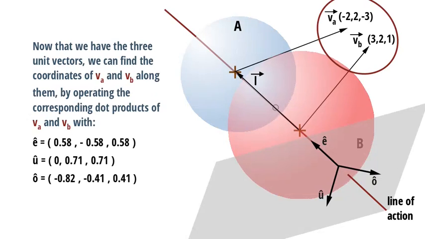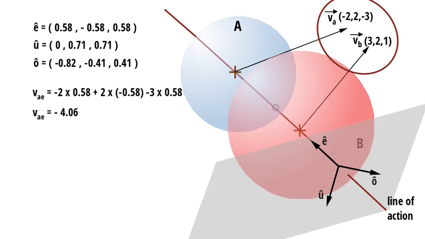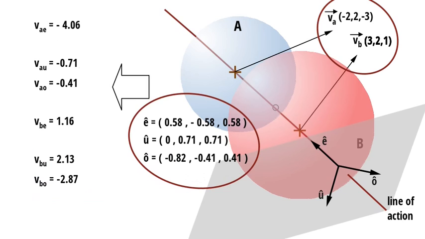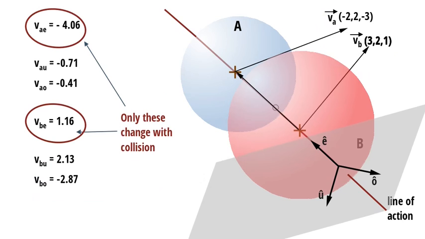Now that we have the three unit vectors, we can find the coordinates of VA and VB along them by operating the corresponding dot products. Here you have the coordinate of VA along unit vector E, v_A,E. Proceed with the remaining coordinates of VA and VB along all the unit vectors, E, U and O, by operating the corresponding dot products. From the 6 coordinates found, only 2 will change with collision. Those along unit vector E.